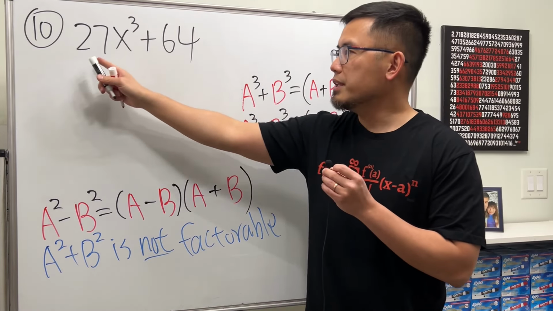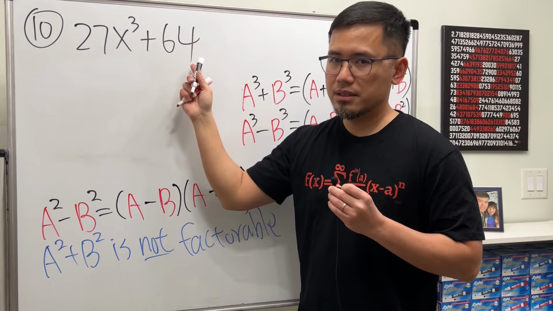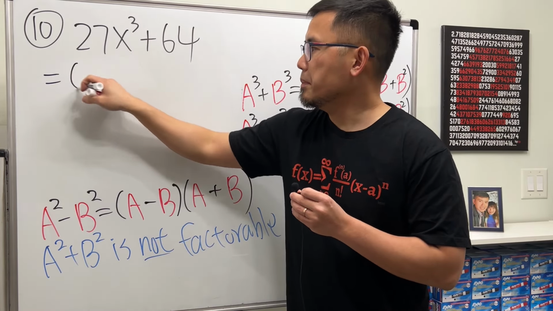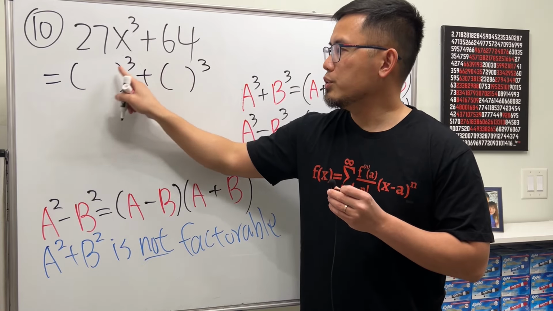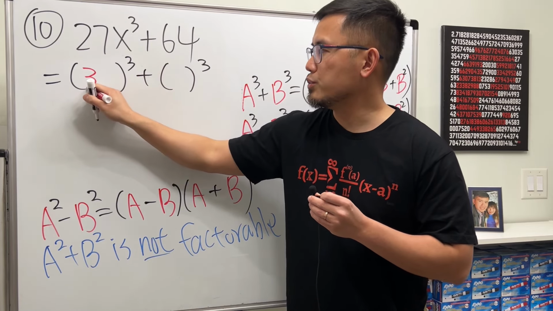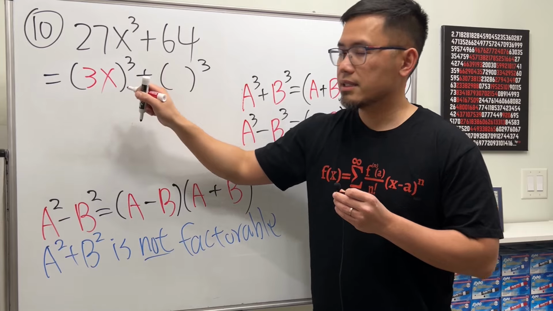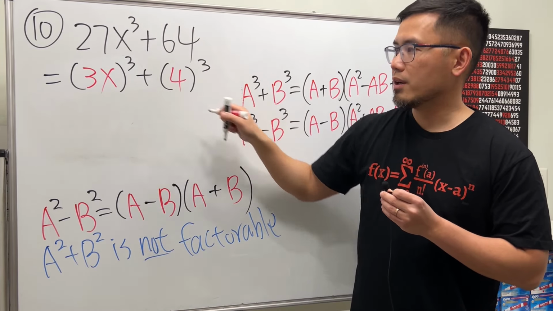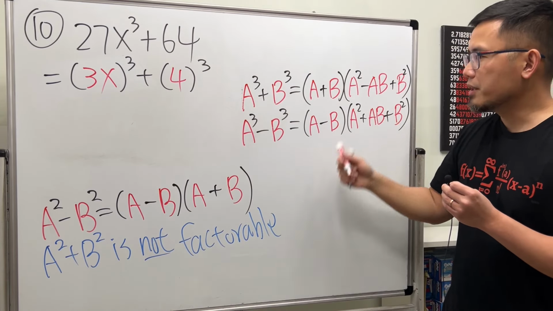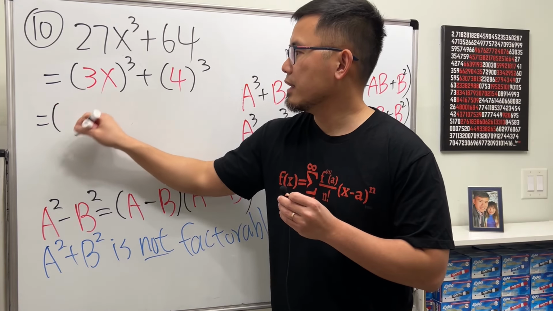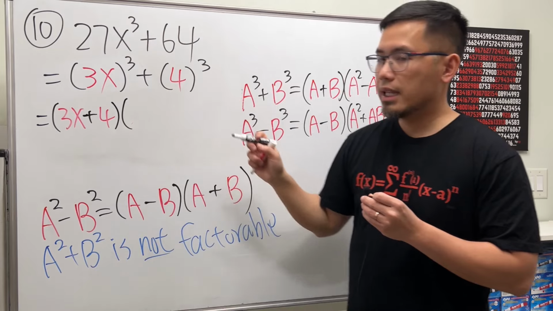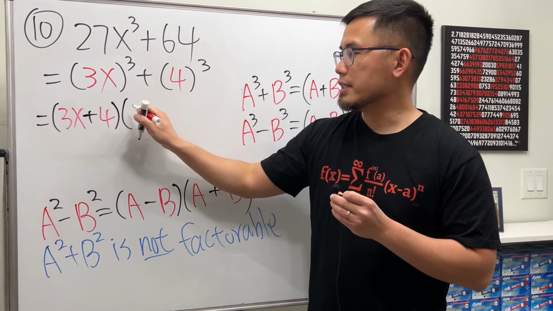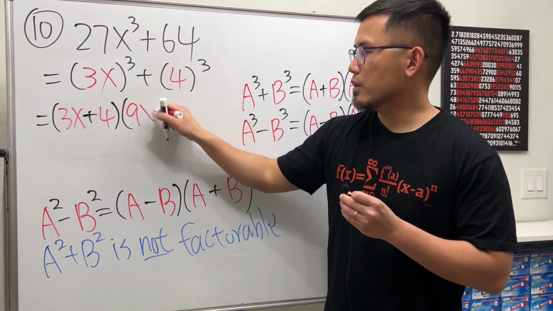Number 10, 27x to the third power plus 64. This will be a sum of 2 cubes. So set this up, fill in the parentheses. 3 to the third power will be 27, so we need a 3. And then we also need an x. And then 4 to the third power will be 64, so we need a 4. And we will use this formula here, so we will first have 3x plus 4, and then multiply by a squared, which is 3 squared, which is 9, and then x squared right here.